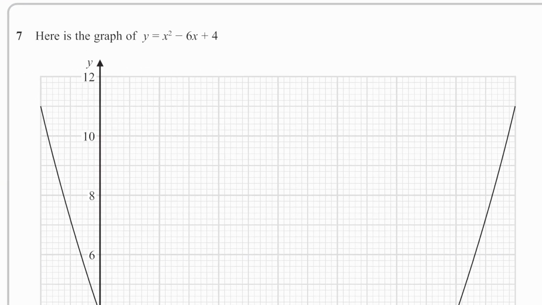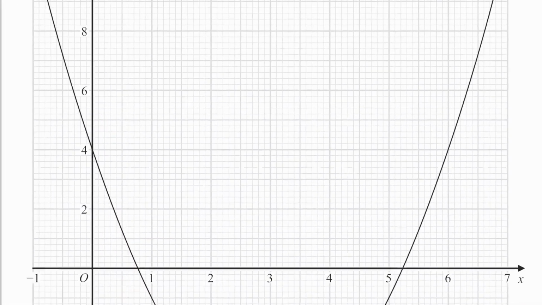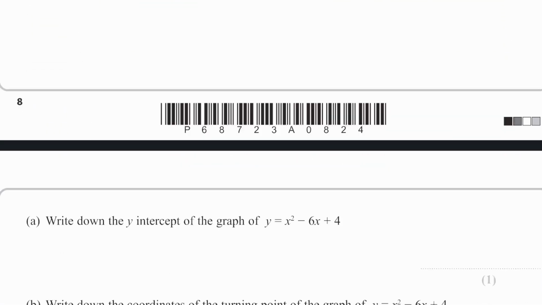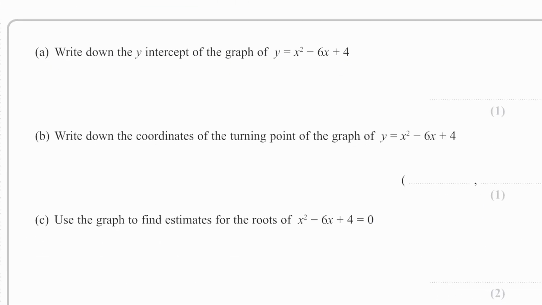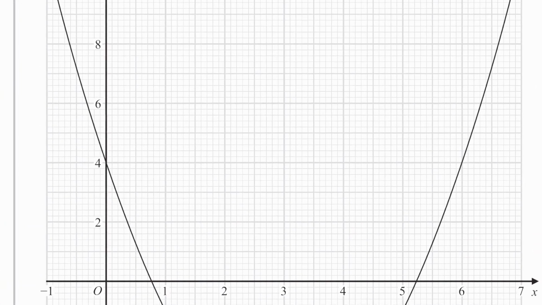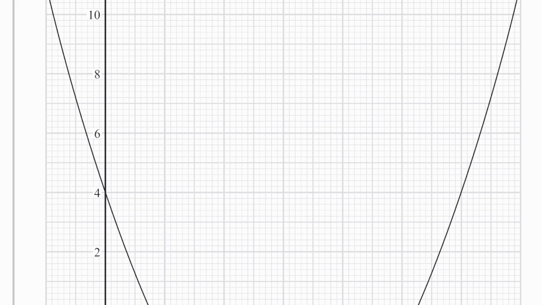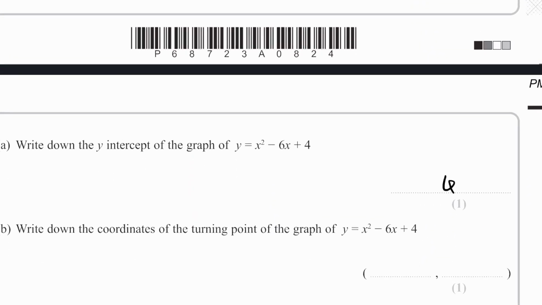Moving on, question 7. Here's a graph of y equals x squared minus 6x plus 4. So we've got a quadratic equation over here. And we're told to write down the y-intercept of the graph of y equals x squared minus 6x plus 4. So you can just read this straight off from the graph, to be honest. And the y-intercept is when x equals 0 and it intercepts the y-axis. So you can see that it's going to be essentially y equals 4. So you can write down there, 4.